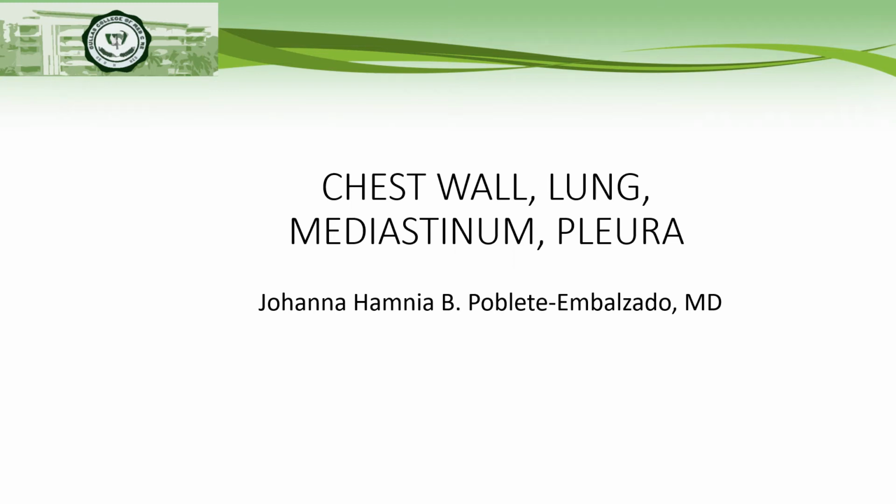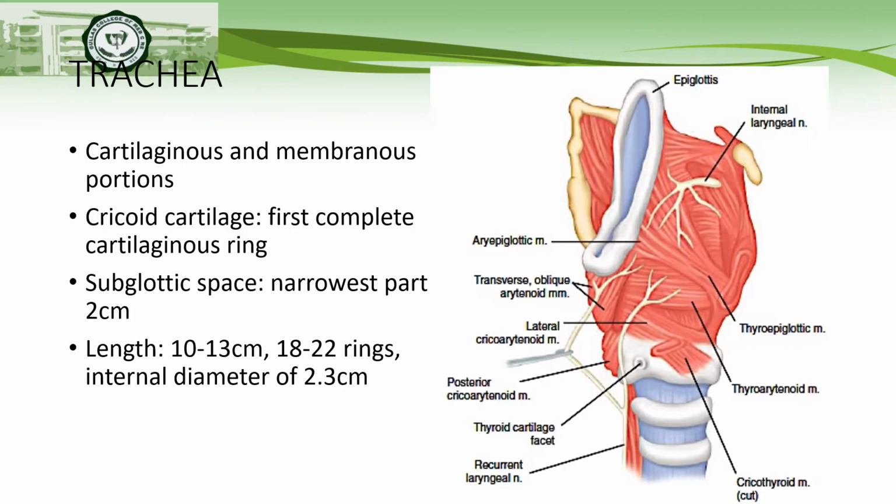Good morning. This chapter of Schwartz is divided into 5 subtopics: the trachea, the lung, the chest wall, the mediastinum, and the pleura. We shall tackle each one by one, just the important ones, the ones that fit at your level. So let's start with the trachea.